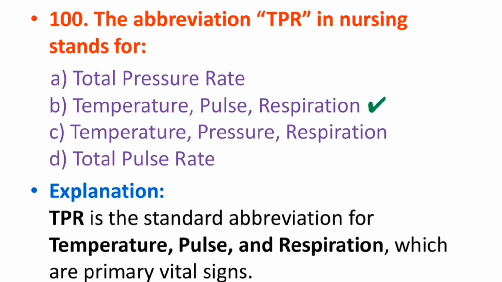The abbreviation TPR in nursing stands for option A, total pressure rate. Option B, temperature pulse respiration. Option C, temperature pressure respiration. Option D, total pulse rate. The correct answer is option B. TPR is the standard abbreviation for temperature, pulse and respiration, which are primarily vital signs.